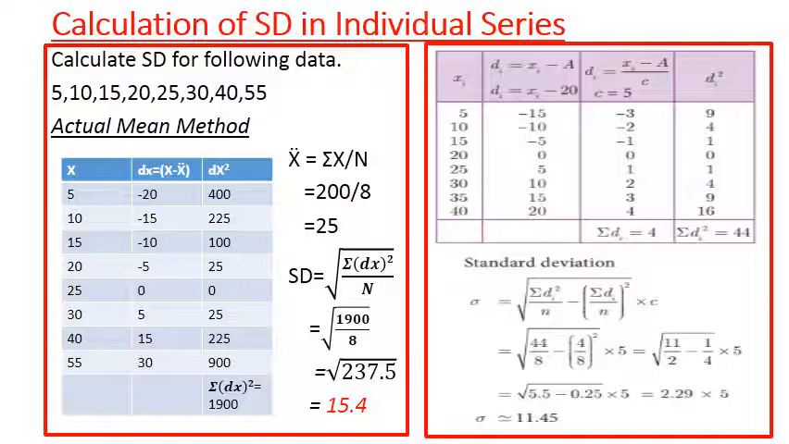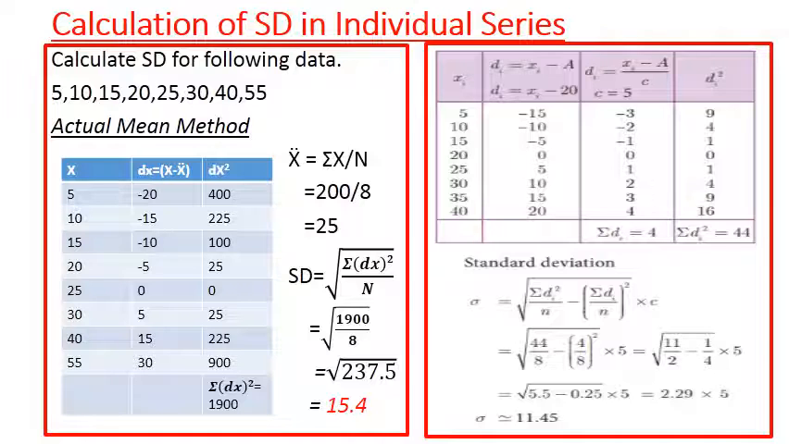Sum of dx square. After calculating the sum, it is 1900. Then you will put these values in the formula: the standard deviation is equal to the square root of summation of dx square divided by n. That is the square root of 1900 divided by 8, which is equal to the square root of 237.5, and your standard deviation is 15.4 in this case.